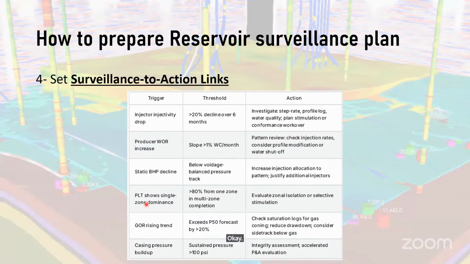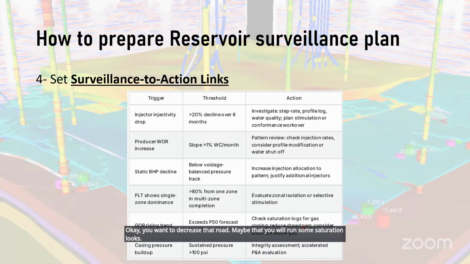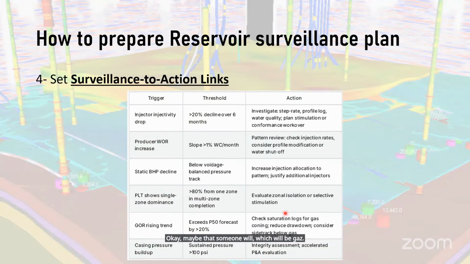Okay, another example, for the GOR increasing by more than 20%. So what is the expected action? Maybe you will shut in your wells, okay, to decrease the drawdown. Maybe you will run some saturation logs in some wells. Maybe some wells which are gassed out will be sidetracked to a more down dip location to get the oil which exists in the oil rim.